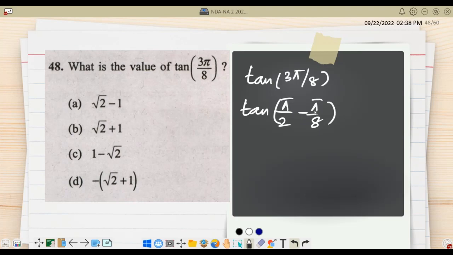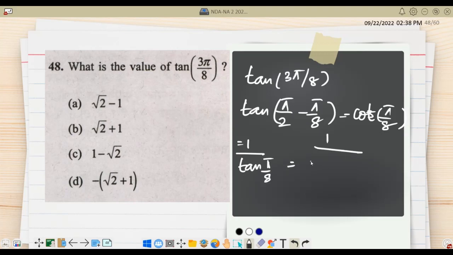Yes. So 8 pi minus 2 pi, 6 pi divided by 16, that's going to be 3 pi by 8. So we are on the right track. So this is just cot pi by 8. Tan of pi by 2 minus theta is cot theta. So cot pi by 8 is going to be 1 by tan pi by 8.